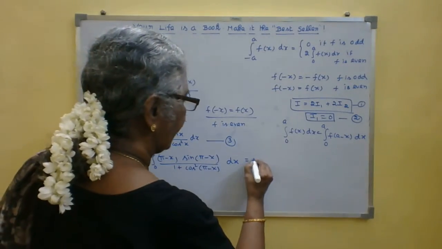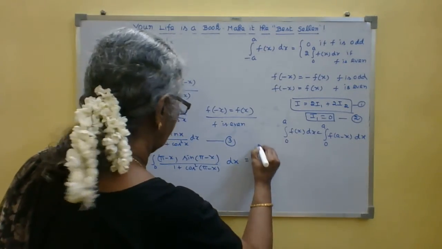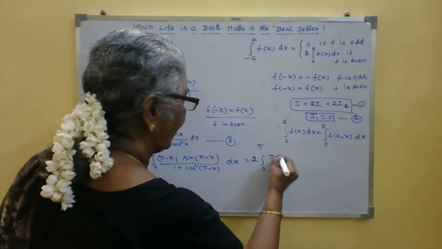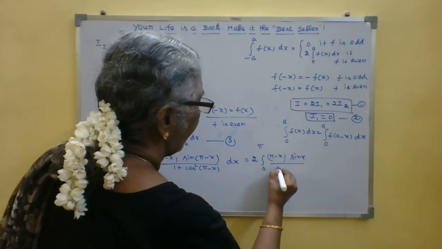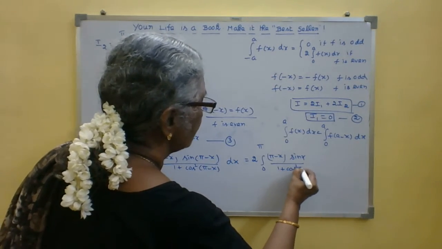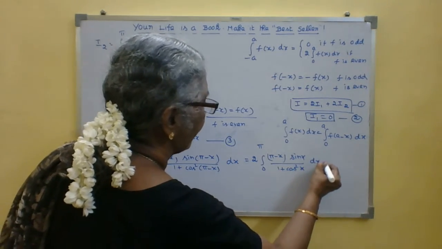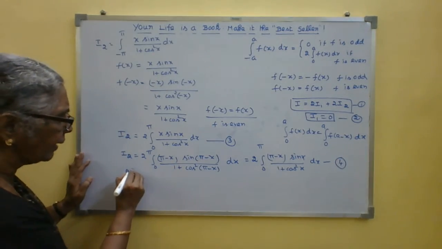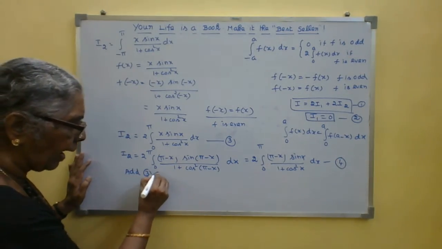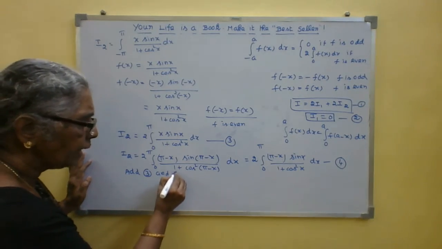So now what will I get? Twice integral 0 to pi. The pi minus x you have to write as it is. Here you will get sin x and here you will get 1 plus cos squared x dx. Let me call this 4. Now you have to add 3 and 4. You are going to add 3 and 4.